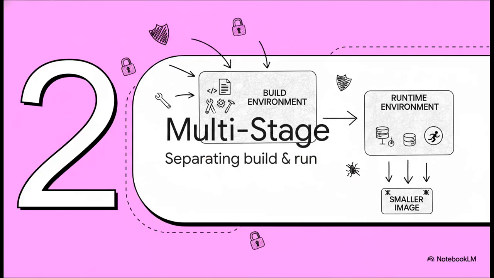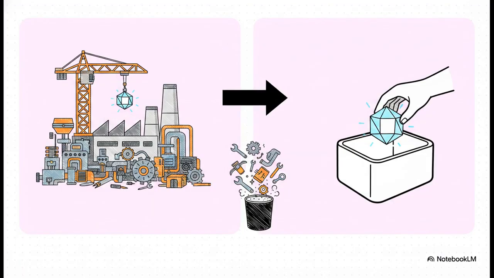Moving on to Section 2. Multi-stage builds explained. This is all about separating your build from your runtime. And, well, this brilliantly illustrates the exact concept. Instead of one massive container, we break the process into stages. Stage 1, that's your heavy lifter. You use that big, rich Ubuntu image, you install your compilers, your heavy libraries, and you build your application binary.